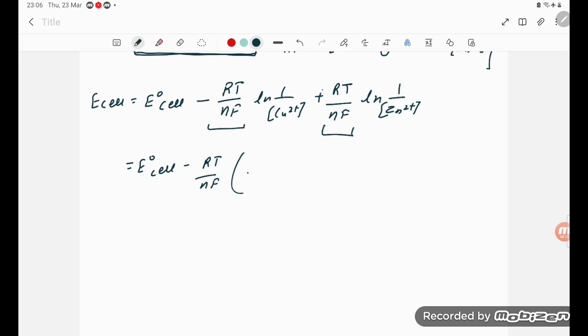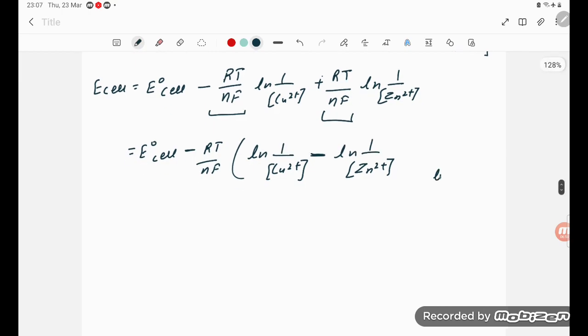What is left is ln 1 upon Cu2+ minus ln 1 upon Zn2+. Now you will ask, student, how did this negative sign come? Because I have taken the negative common, so negative multiplied by negative automatically becomes positive. Now, log a minus log b, student, you must know ln a minus ln b is equal to ln a by b. So this formula we are going to use in this case.